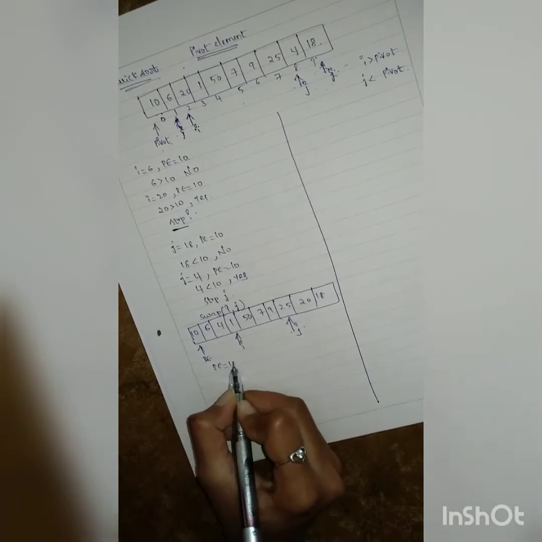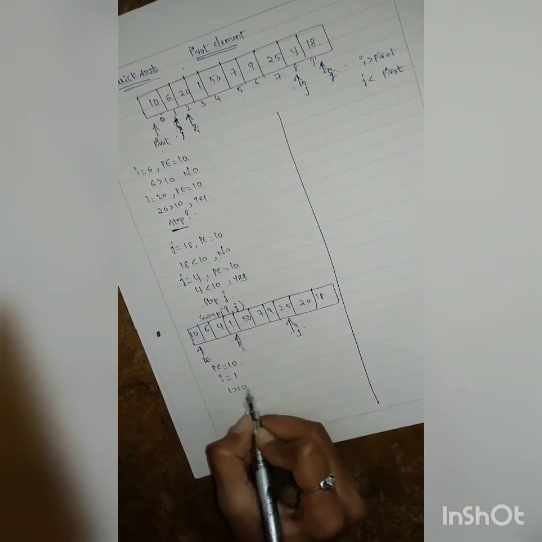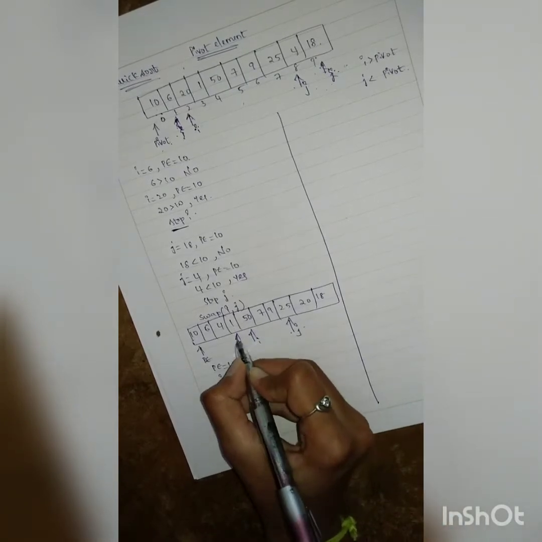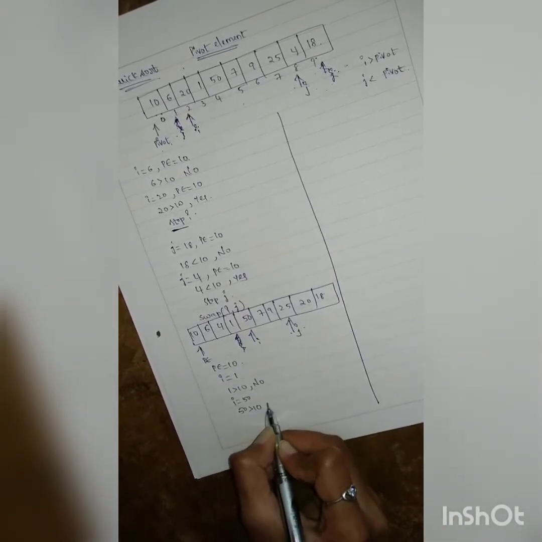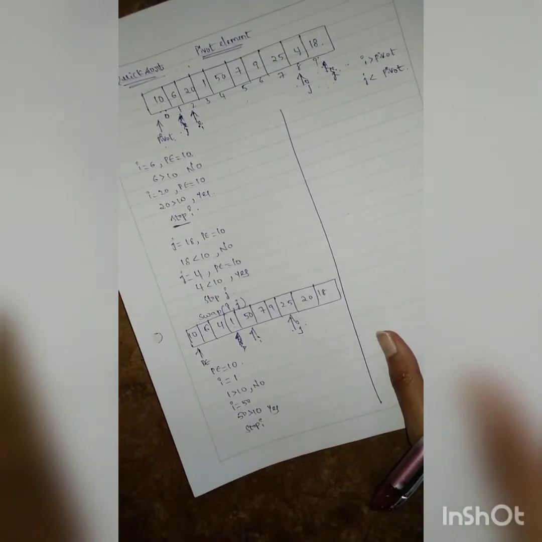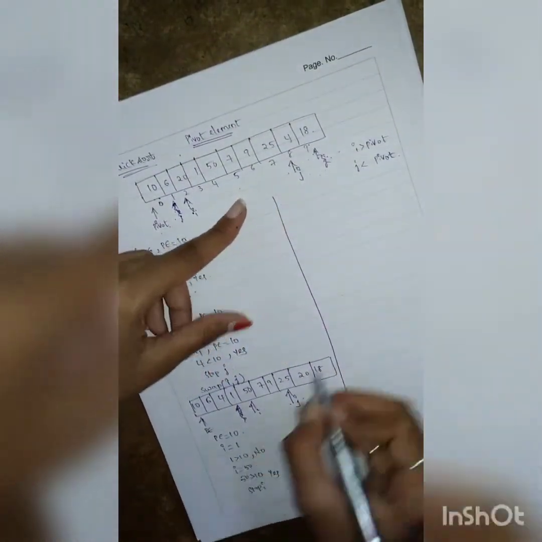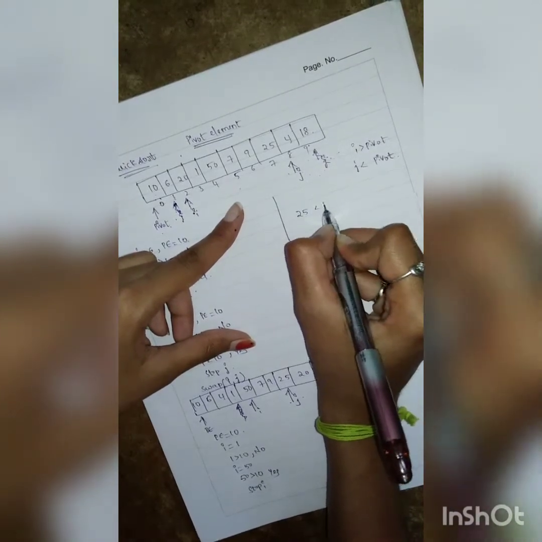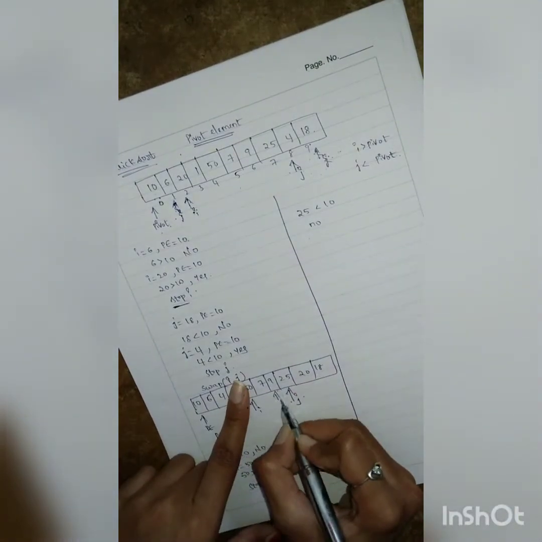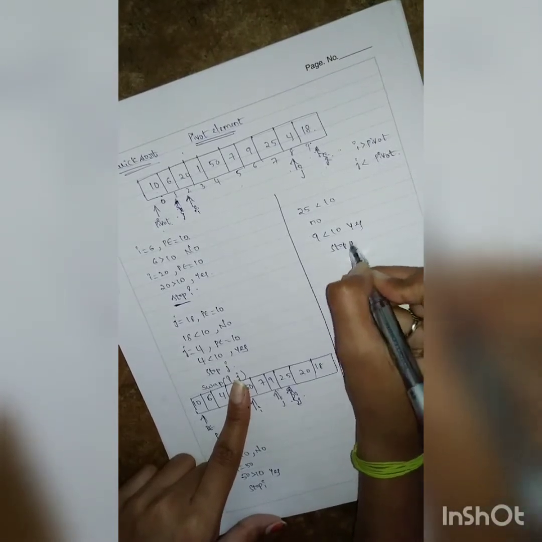Now the pivot element is 10. Again we start from here. I equal to 1. Is 1 greater than 10? No. Again I equal to 50. We increment I. Is 50 greater than 10? Yes. So we stop I. We go with J. J is here, right? Is 25 less than 10? No. Again J is decremented. Is 9 less than 10? Yes. So stop J.